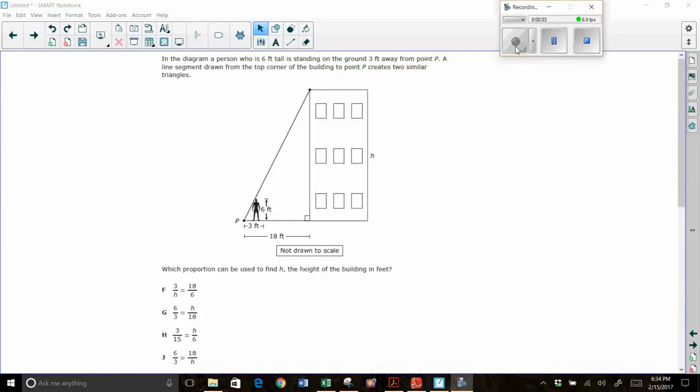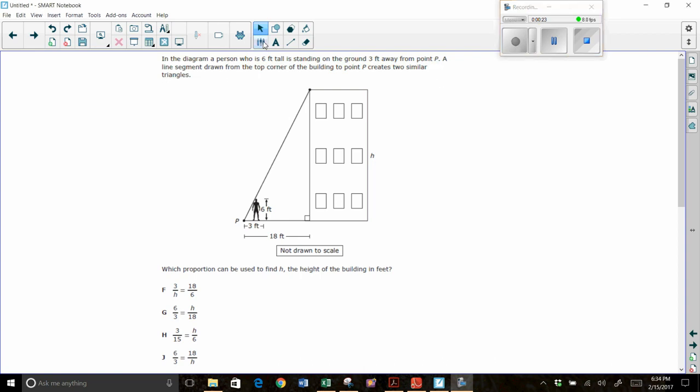In the diagram, a person who is 6 feet tall is standing on the ground 3 feet away from point P. A line segment drawn from the top corner of the building to point P creates two similar triangles. Which proportion can be used to find h, the height of the building in feet?